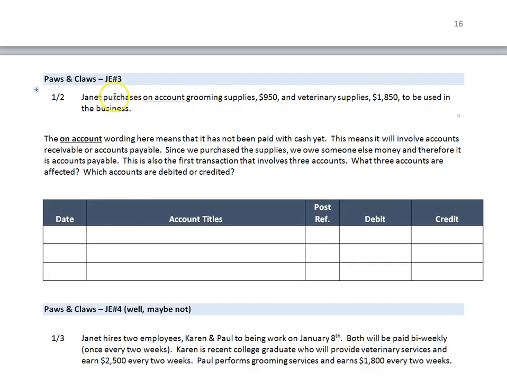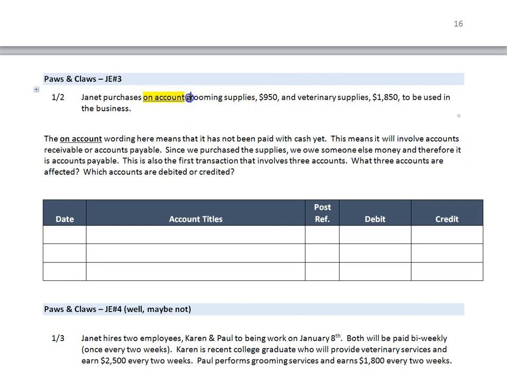Journal entry number 3, Janet purchases on account. Again, this on account word, right? That means it wasn't settled with cash. We purchased it, but we didn't pay cash yet. That means whenever we see these words, it's going to involve either accounts receivable or accounts payable. In this case, we purchased it, so we're going to owe somebody else money. Therefore, it's accounts payable, not accounts receivable.